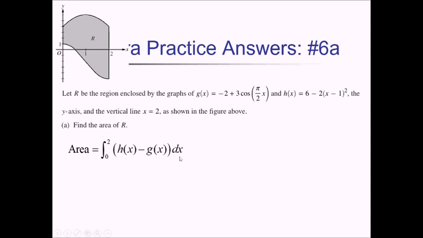So we're going to have to do this by hand because this is a no calculator question. So I'm going to expand this out now. I've got this h of x function, so 6 minus 2 times (x minus 1) squared, minus this g of x function. And now if I'm subtracting this whole g of x function, I'm basically distributing a negative to all the terms. So let me just do that right away. This minus 2 is going to be a plus 2. This plus 3 cosine is going to be a minus 3 cosine. Still have the dx there. I've got my proper notation.